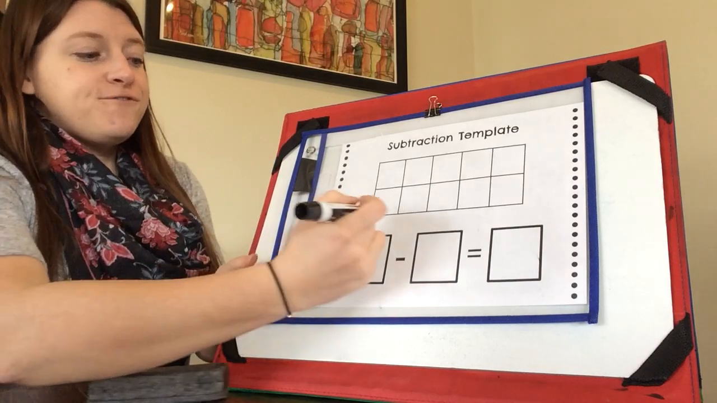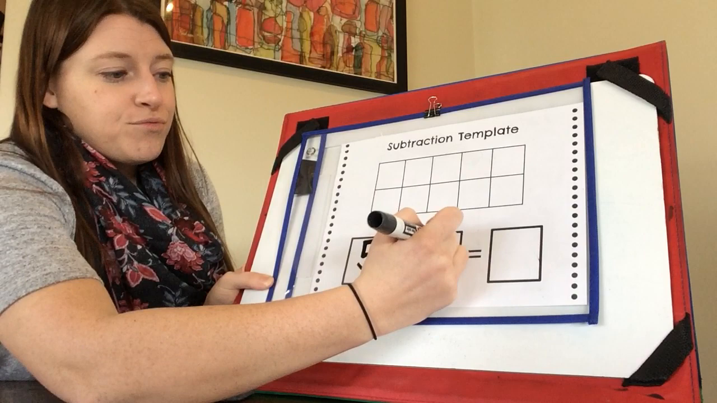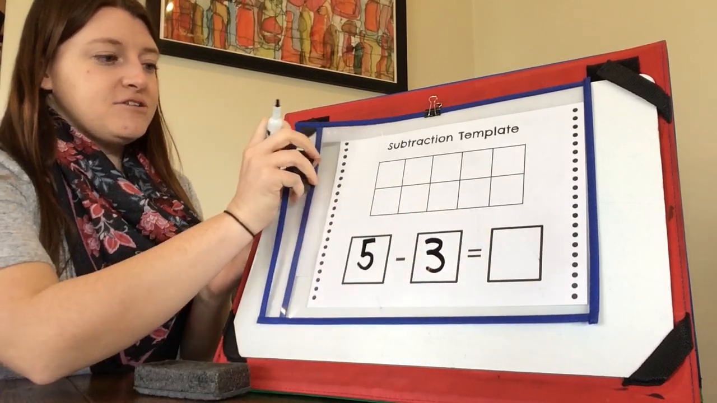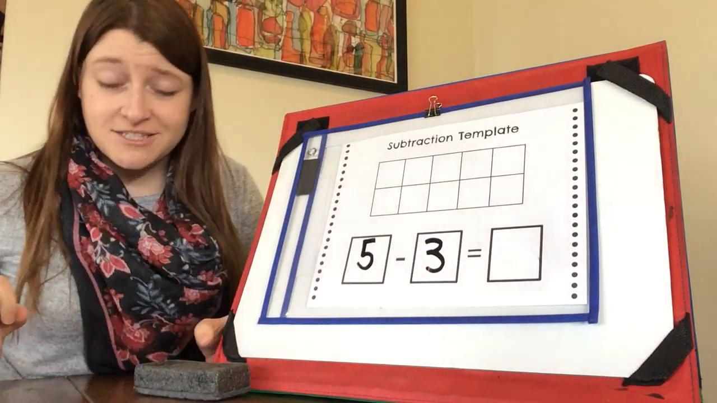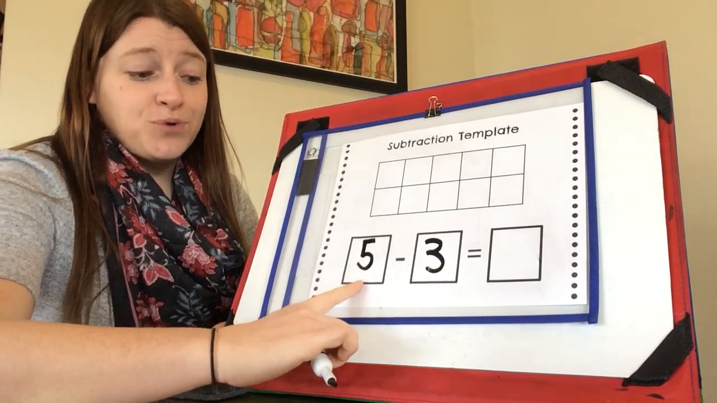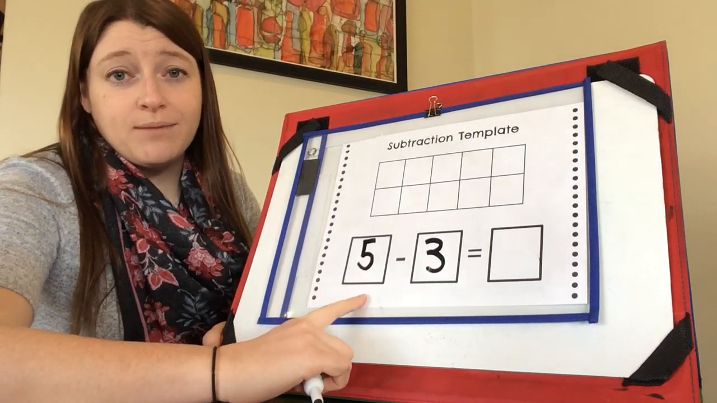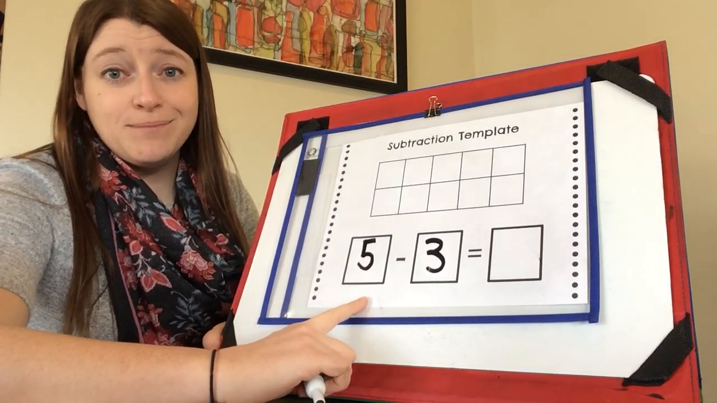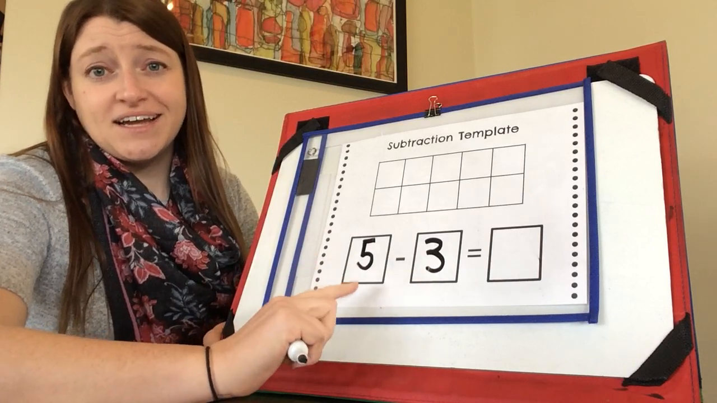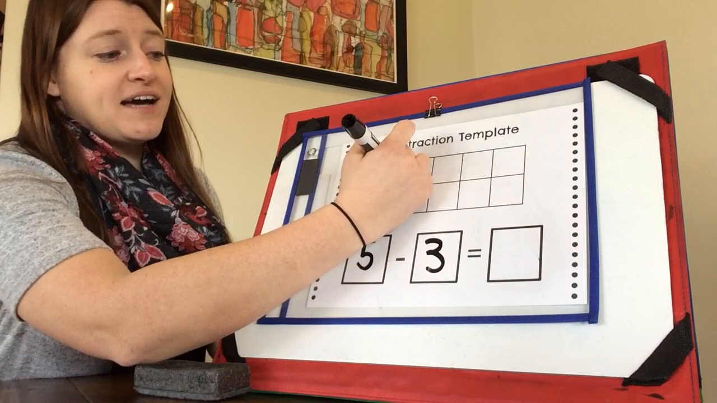Let's do 5 minus 3 for our first problem. Go ahead on your template and write 5 minus 3. The first step in drawing dots is to draw the first number of dots. Remember, the first number in a subtraction problem always tells us how many objects we have. In this case, it's going to tell us how many dots to draw. So in our 10 frame, we'll draw 5 dots.